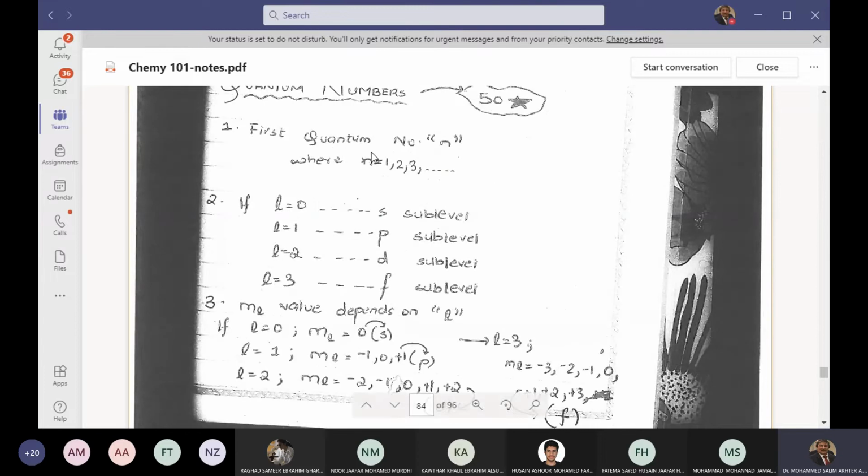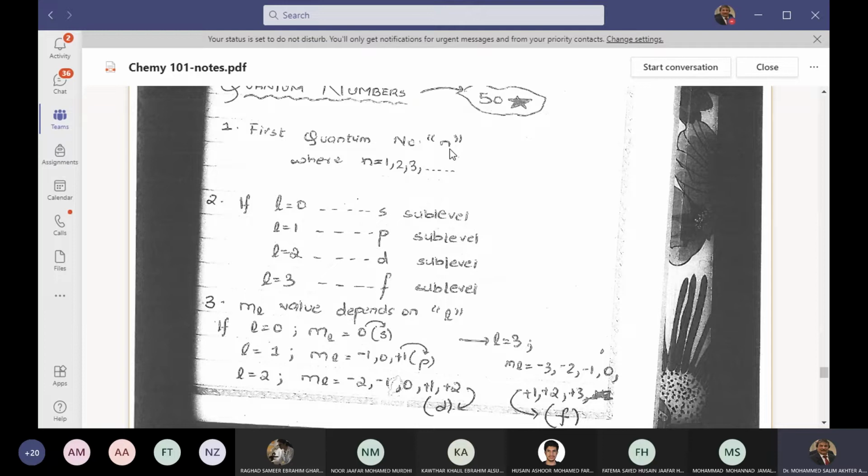So quantum number, the first one we denote as N. N can be 1, N can be 2, N can be 3, N can be 4, N can be 5. If N is equal to 1 means first level, N is equal to 2 means second level, N is equal to 3 means third level, and N is equal to 4 means fourth level, and so on and so forth. Each level has a maximum capacity.